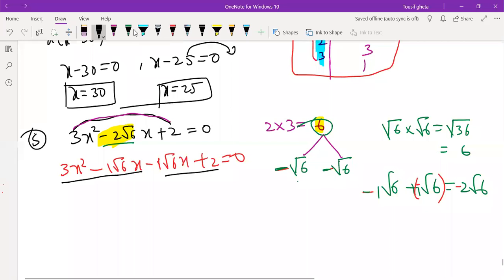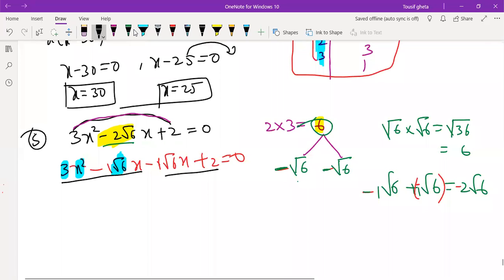So here, the normal person will think that there is no common at all. Here 3 is there and here root 6 is there. What common will come? No chance. Only x is common, he will take and he will go on. No, common is there. I can take common. What can I take common?